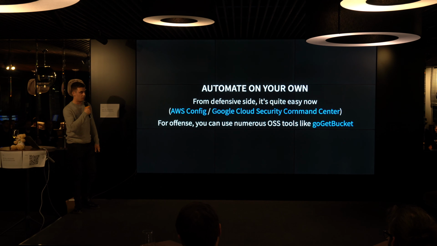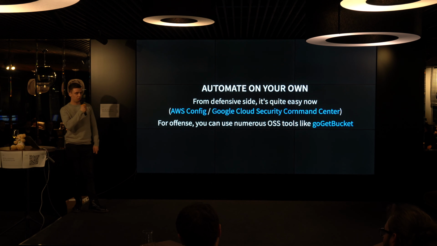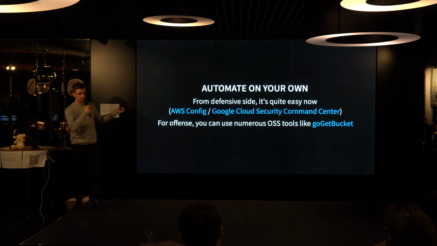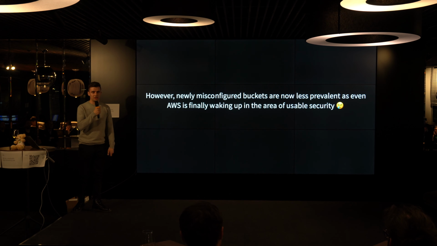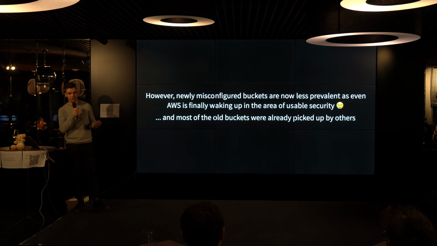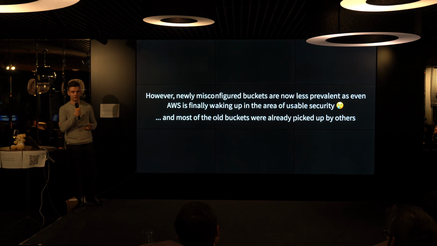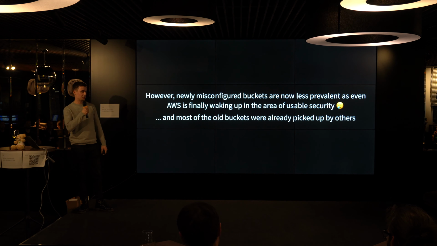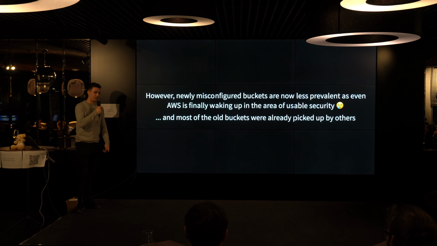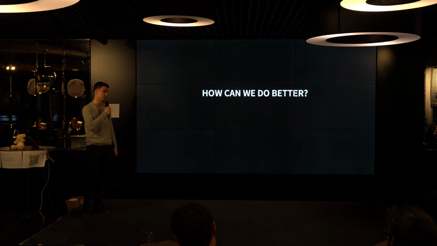From offense, you of course don't have this very nice access to the console. Otherwise, you wouldn't need those buckets in the first place. So you can either use the indexes or use tools like GoGetBucket or similar. The problem is that this is old news and most of the buckets were already picked up by other researchers. On bug bounties, this was hit like 3-4 years ago and people were making like 20,000-30,000 a month just scanning buckets. But that's gone now and we need to somehow do it better, right? In case we want to continue it.